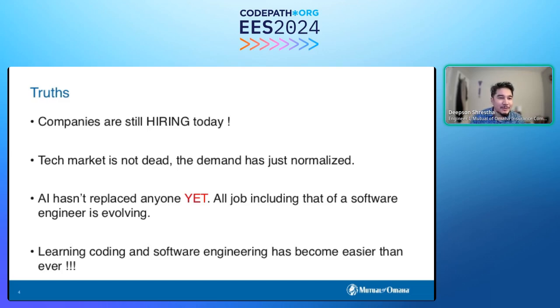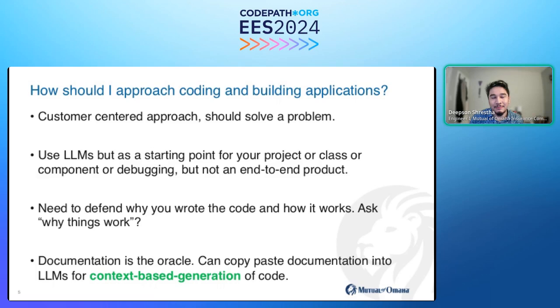You must be hearing things about AI left and right, and there might be nuanced or even deeper conversations about AI possibly replacing the jobs of software engineers or any office work. But the fact is that it has not replaced anyone or anything yet. All jobs, including that of a software engineer, instead of getting replaced, are evolving. And learning to code and to be a software engineer has become easier than ever. I have to say that's probably the positive way of thinking about it.